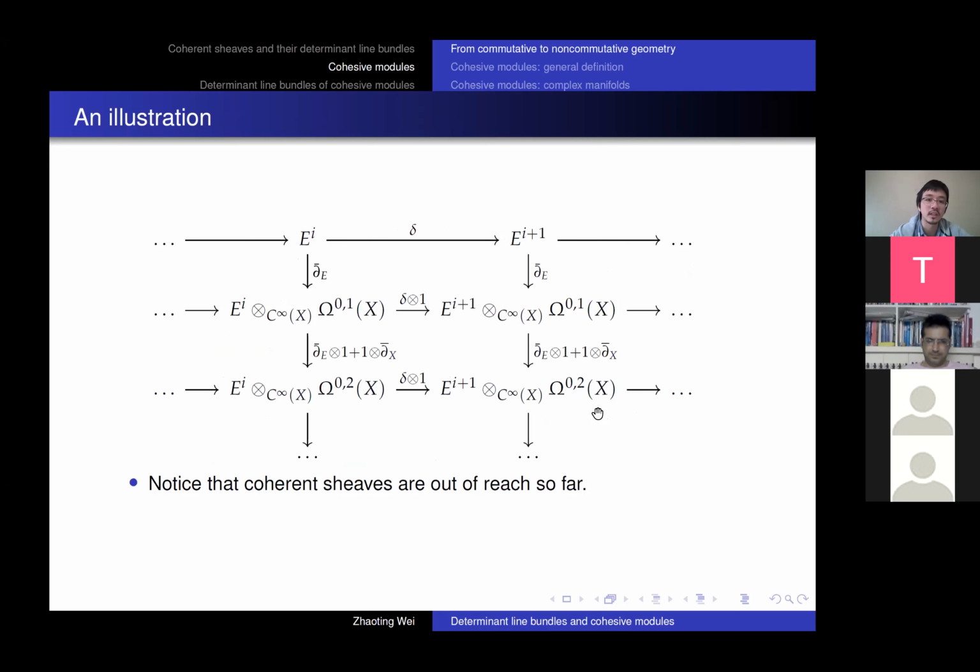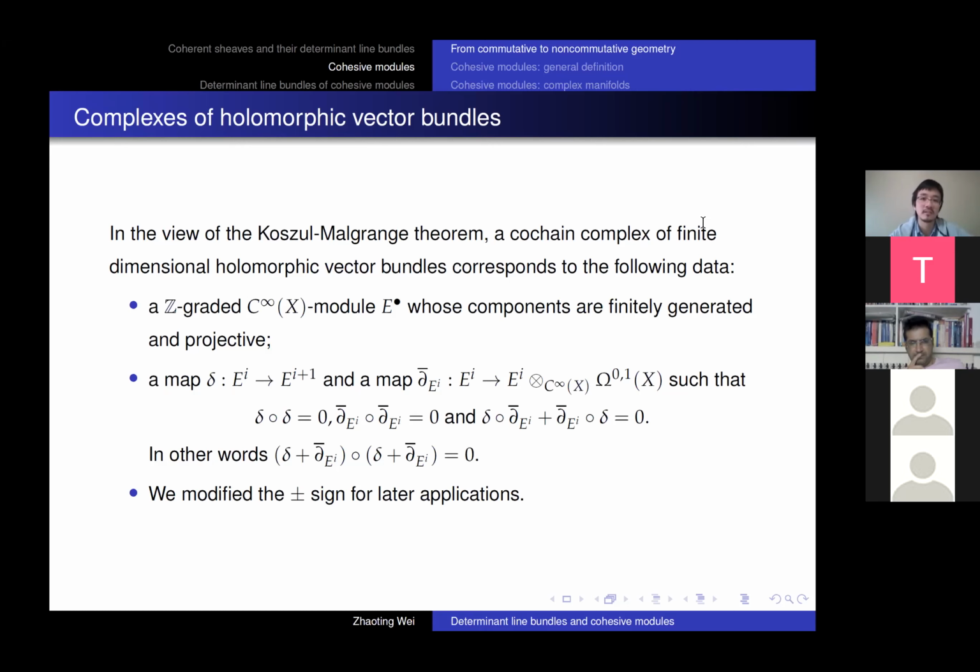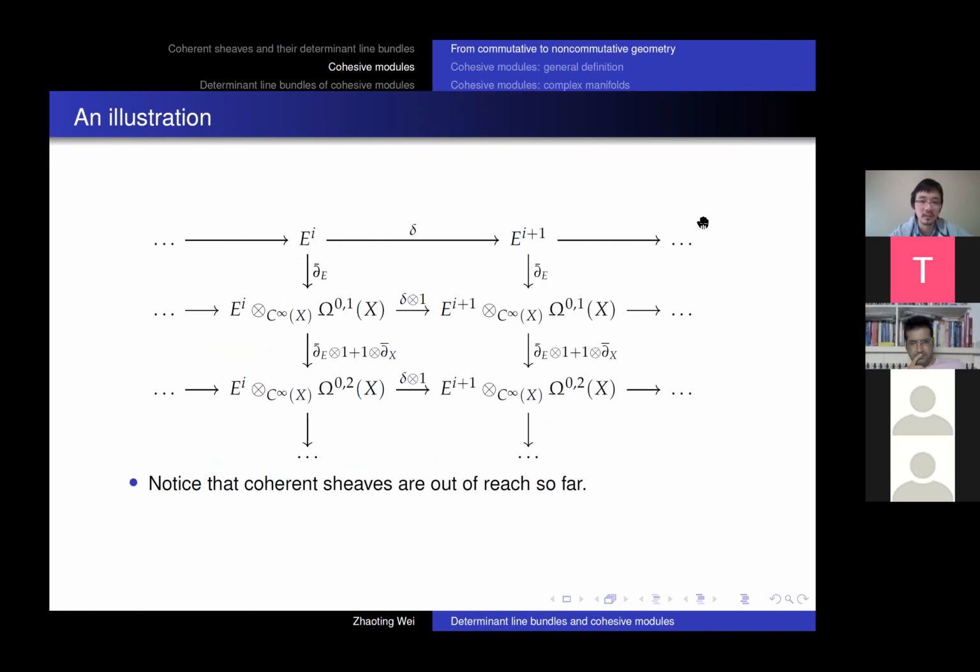Okay, so let's look at the picture again. We have this double complex. So this is the same as saying complexes of holomorphic vector bundles on X. But we notice that so far we cannot study coherent sheaves in general, because we can only study complexes of holomorphic vector bundles. That's a little bit far away from coherent sheaves. Okay, are there any questions so far? Any other comments?